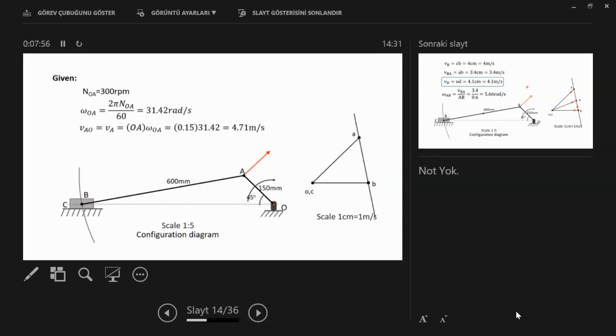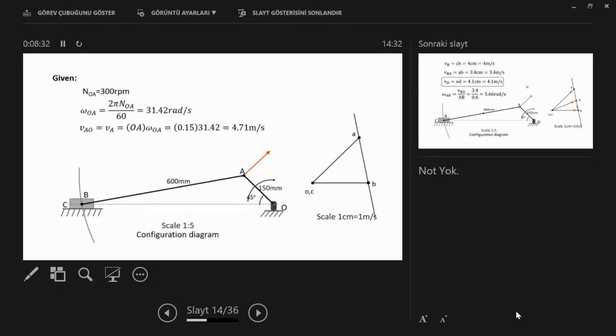What do we know about the A relative to B speed, I mean speed? What do we know? Direction. And the direction must be perpendicular to AB, isn't it? That means the motion of the point A relative to B is like a circle. So it must be perpendicular to AB. So I know the direction, I do not know the magnitude.